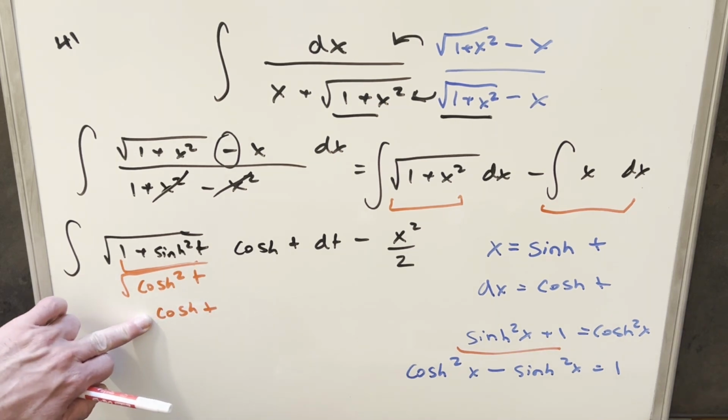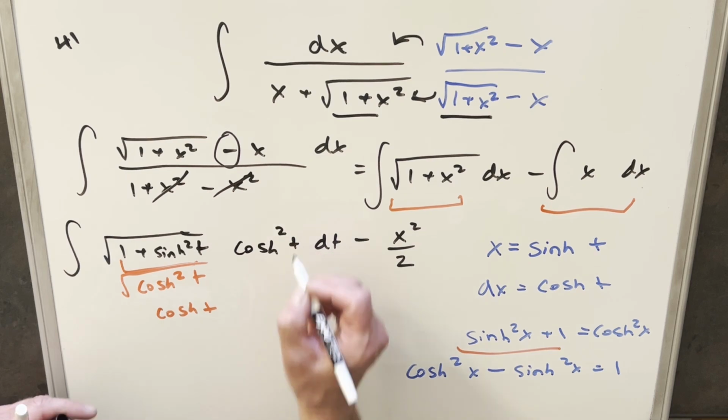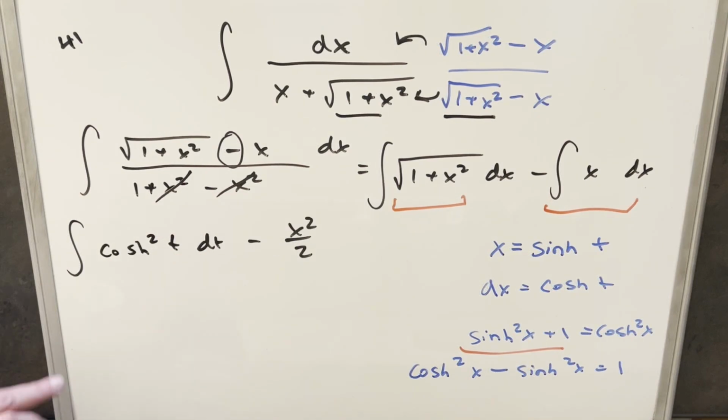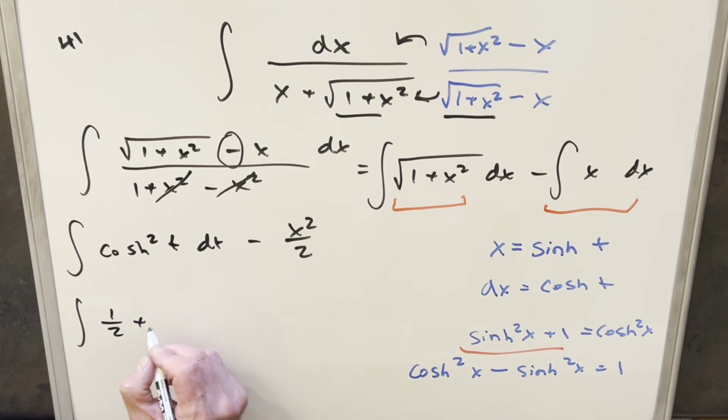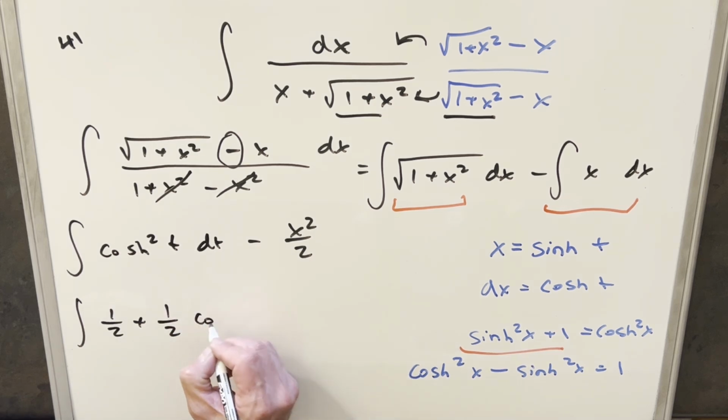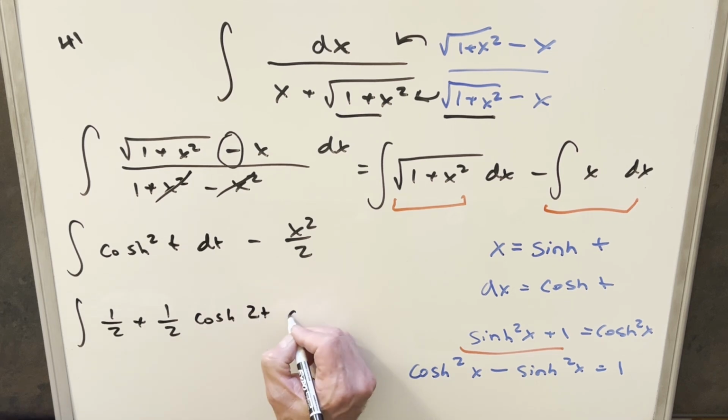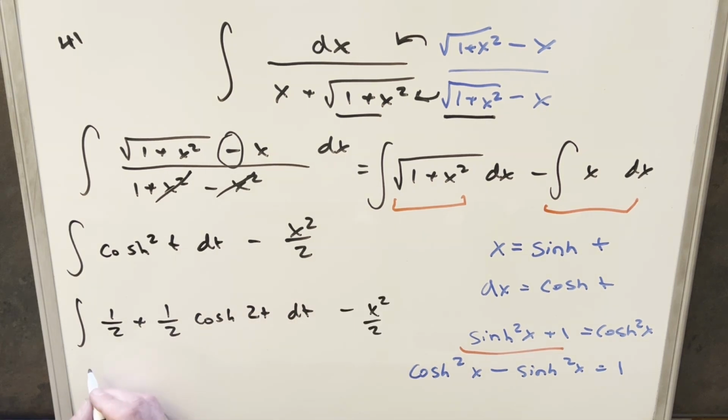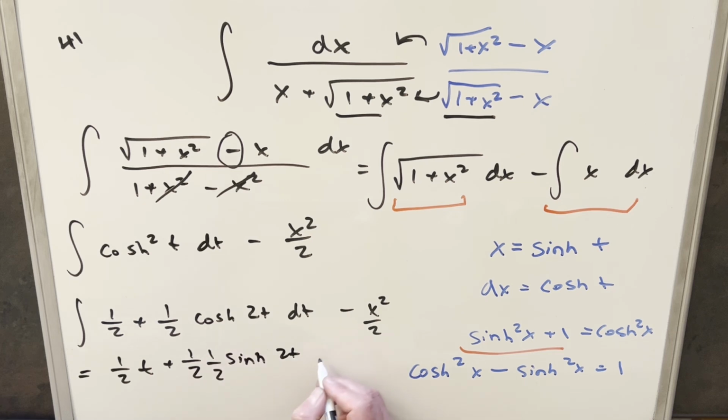And so multiplying cosh t times this one right here, this is going to become cosh squared of t. But now on this, we can use the power reduction formula. It's really similar to the regular trig functions. On this, it's going to become 1/2 plus 1/2 cosh of 2t dt. And so just going ahead and integrating this, we're going to end up here with 1/2 t plus 1/2. This is going to become sinh of 2t. But I need to bring out a 2 in the denominator, so we'll have another 1/2 here, and we'll bring along this minus x squared over 2.